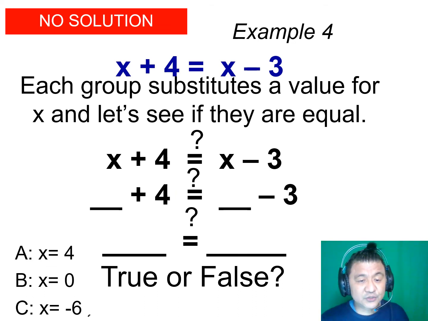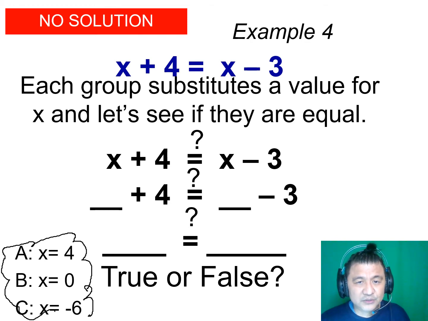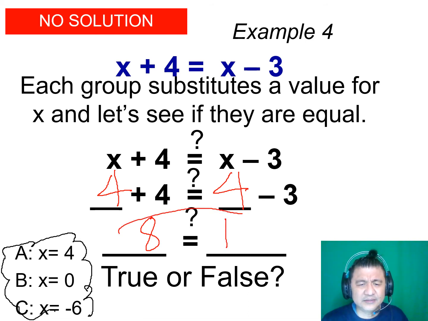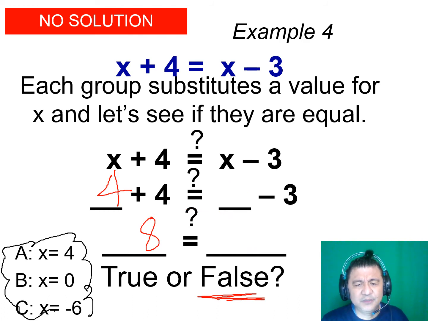All right, now we go on to the third example, wherein there's no solution. Again, let's try to substitute the following numbers. I could plug in or substitute 4. So this is the original. I substitute 4 for x and 4 for x. 4 plus 4 is 8. 4 minus 3 is 1. Is 8 equal to 1? No. So false. That's not a possible solution. X cannot be 4.